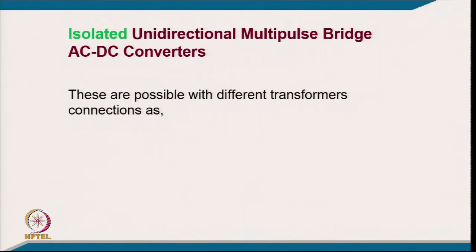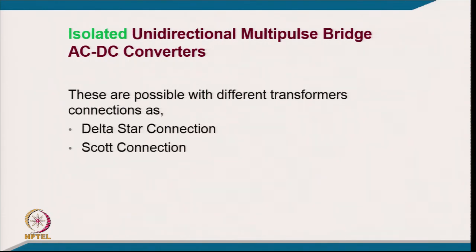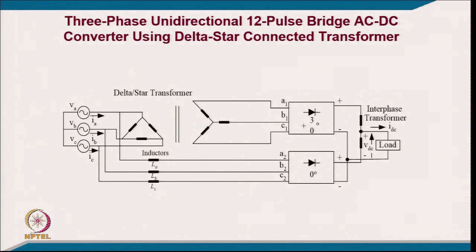So, isolated uniaxial multipulse bridge AC/DC converters are possible with different transformer connections, like delta star, Scott connection, polygon connection, and many connections can be used here. For example, this is typically a 12 pulse converter. You have one typically directly taking, another delta to star, and you get a 0 to 30 degree phase shift, and you get a 12 pulse conversion.